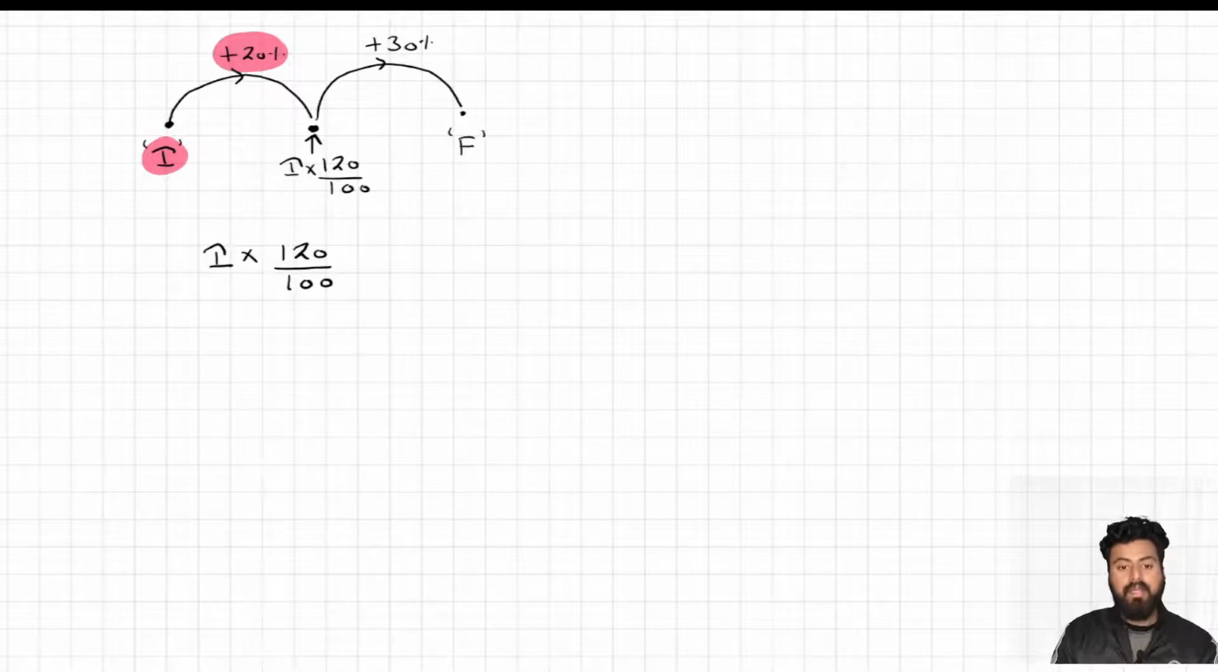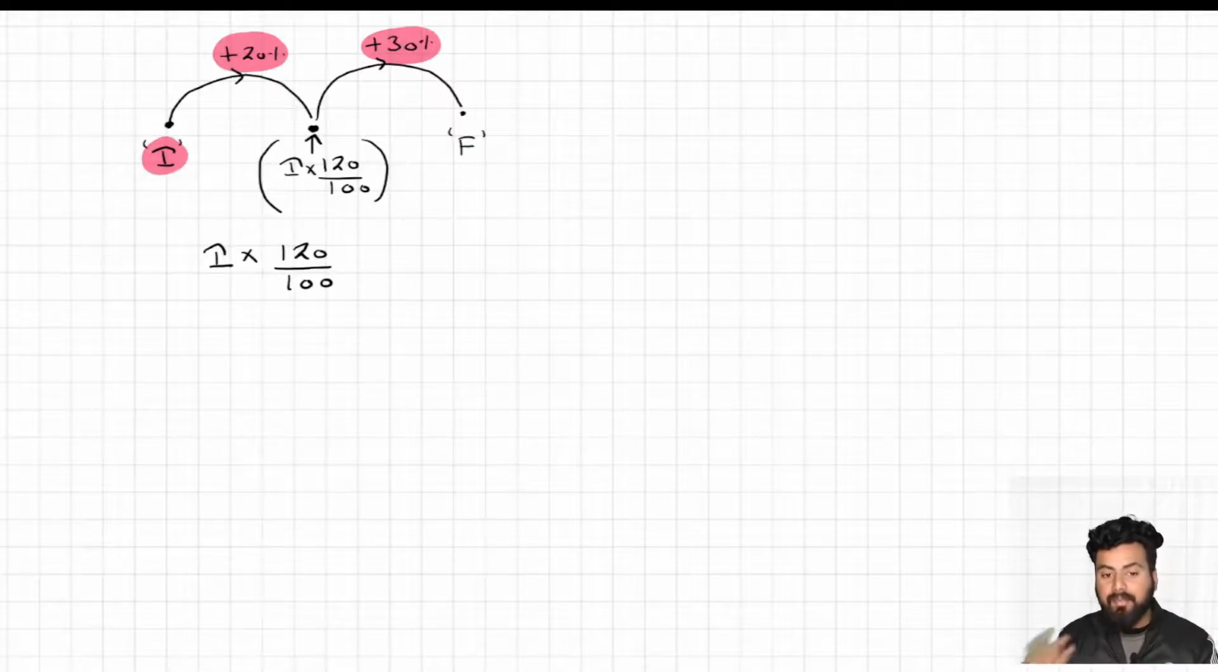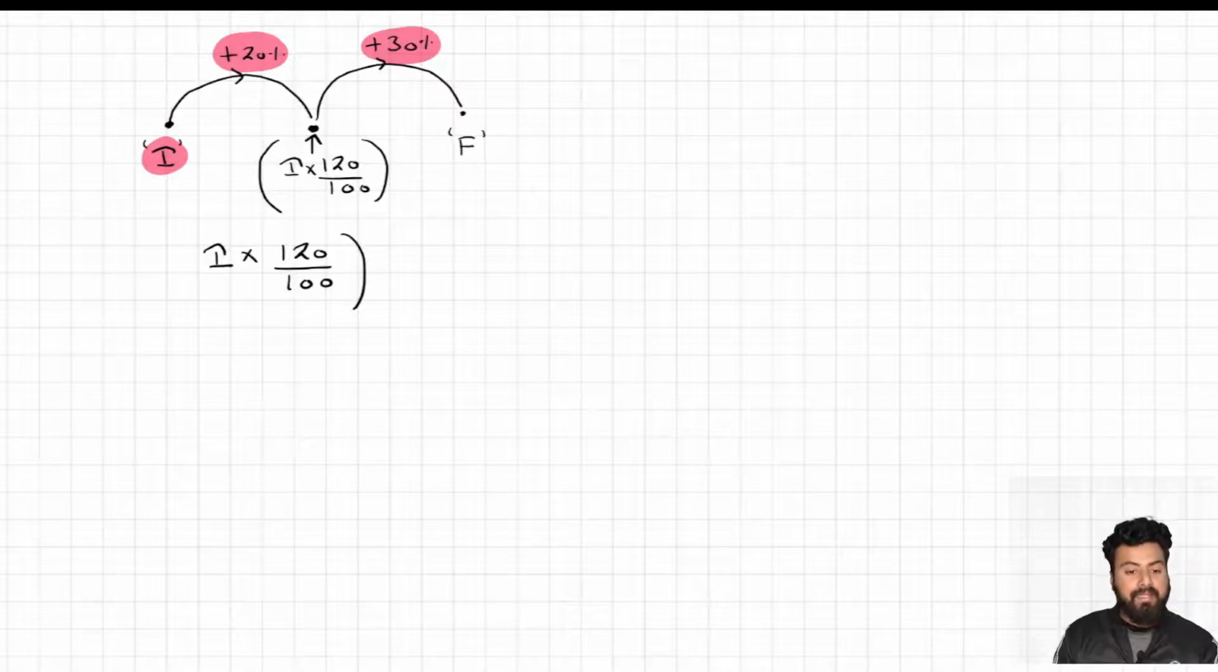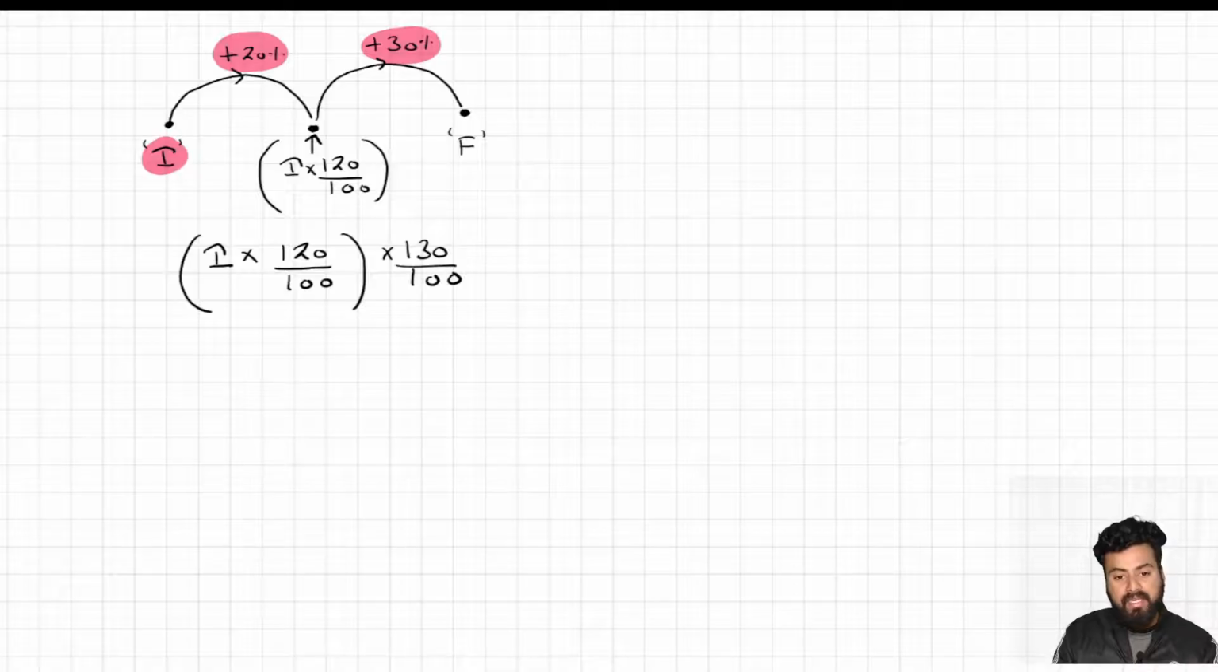We have one more operation here. The second operation, an increase of 30%. What am I going to increase? I'm going to increase this complete value by 30%. Now, if I increase something by 30%, the multiplication factor turns out to be 130 by 100. So I'll multiply this complete thing by 130 by 100. And this is how I'll reach this point. What is the name of this point? The name of this point is F, the final value.